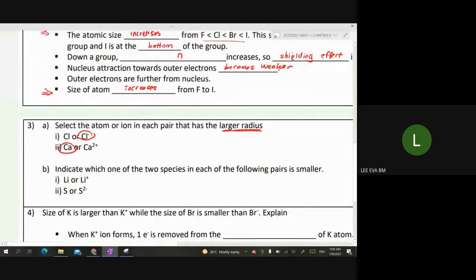Okay, for 3B, indicate which of the following of the two species has the smallest size? Li or Li positive? Li positive. S or S2 minus? Smaller size, we have Li positive. S or S2 minus, which one is smaller? S.